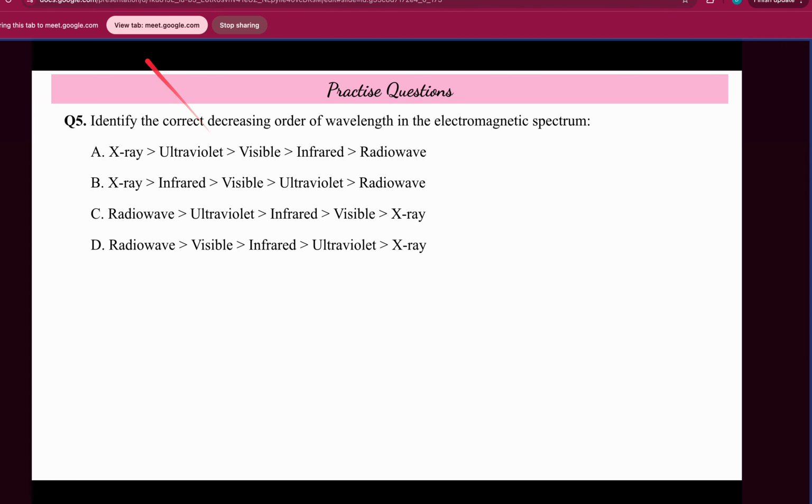Okay, next question is: identify the correct decreasing order of wavelength in the electromagnetic spectrum. So these are options A, B, C, and D. By this time, we have seen the electromagnetic spectrum a lot of times, so this will be quite easy.